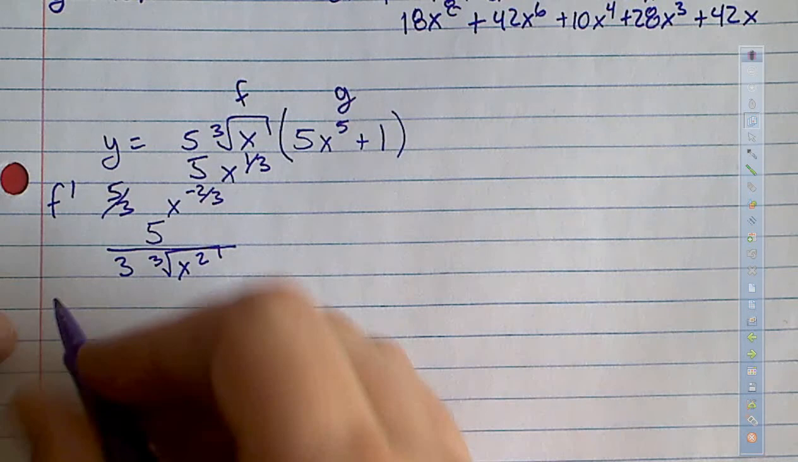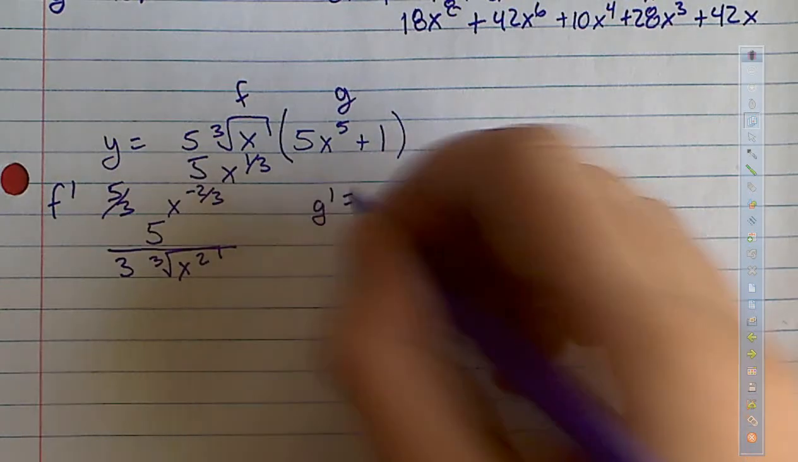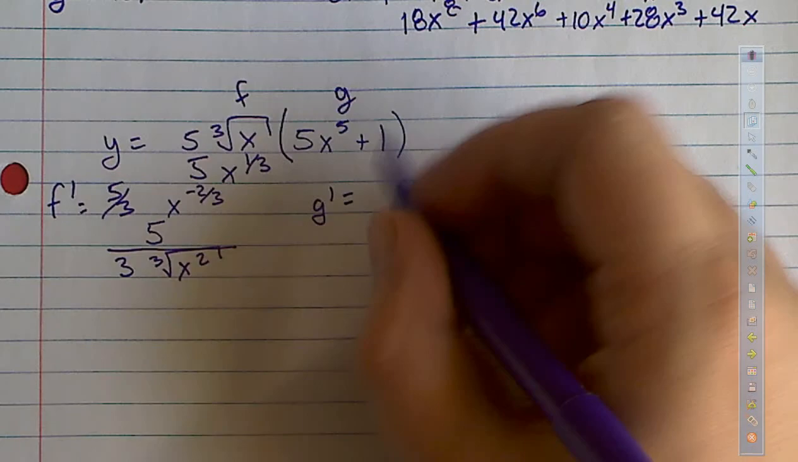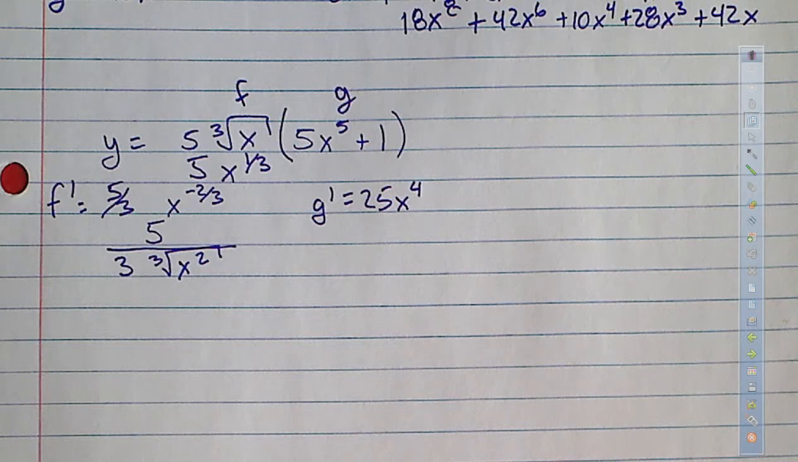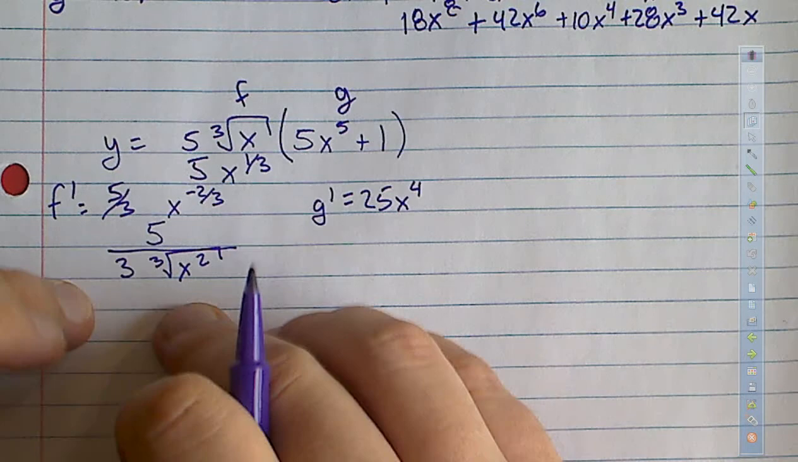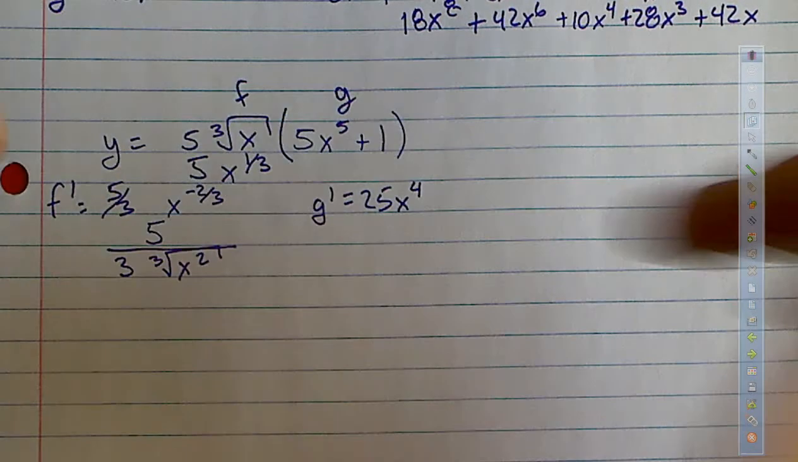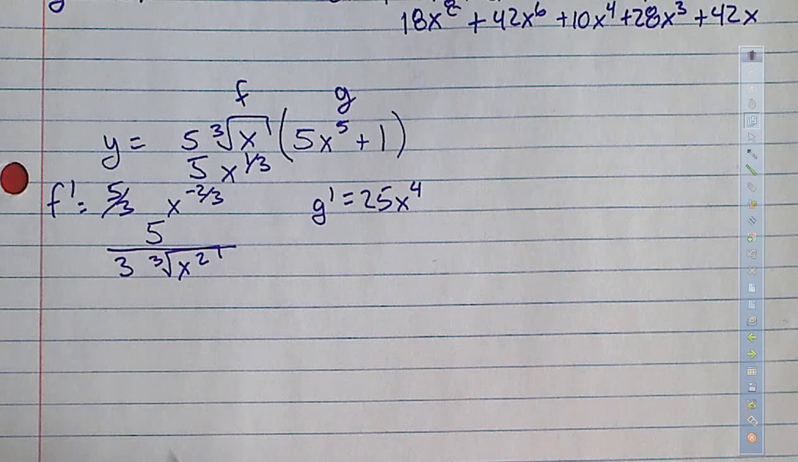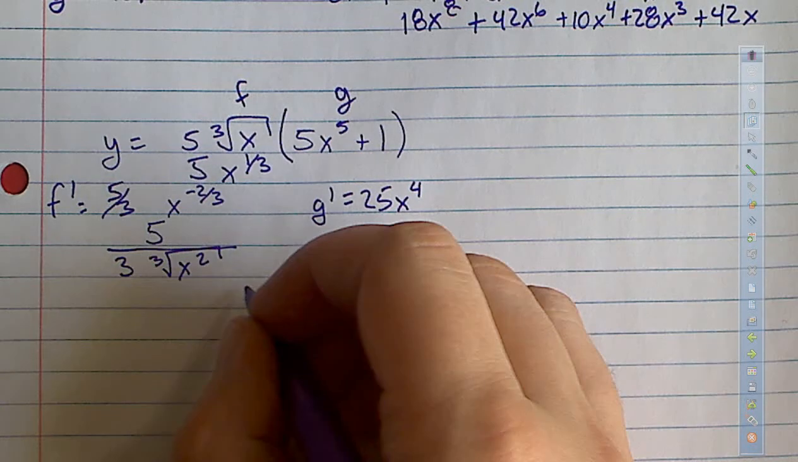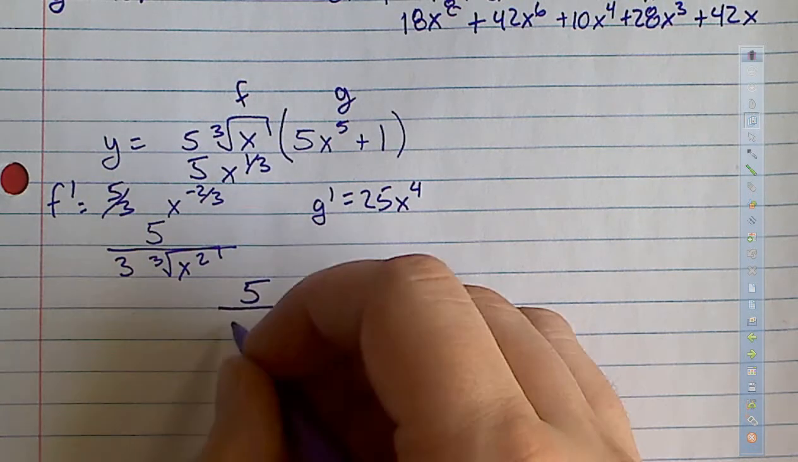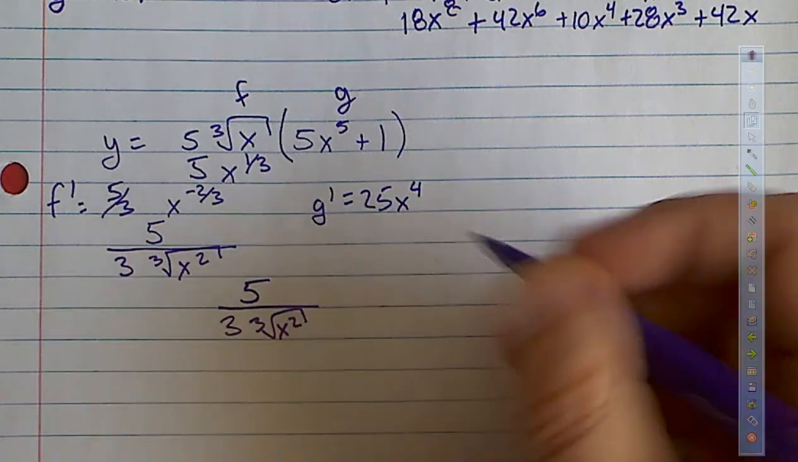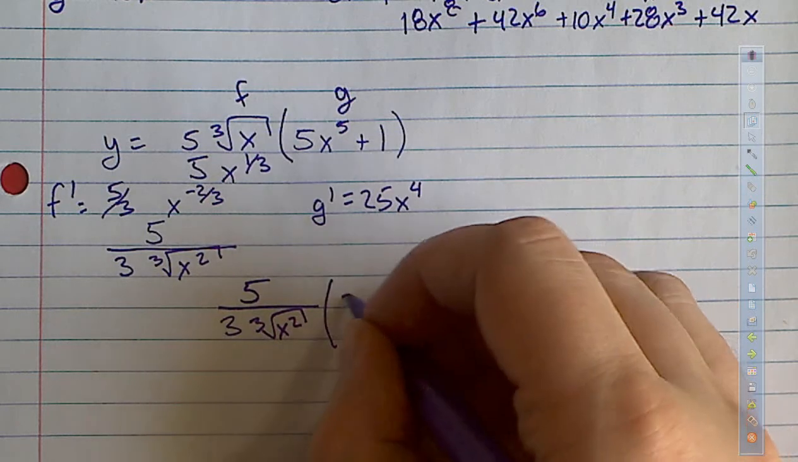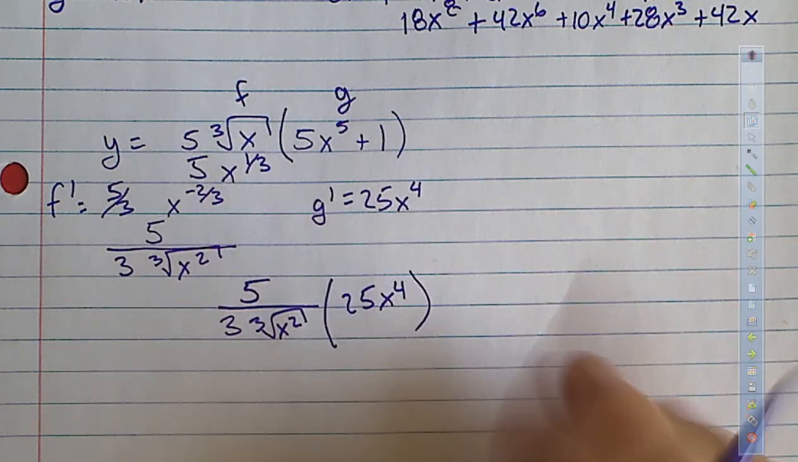So now if we look at what g prime is, way easier. g prime is 25x to the fourth and nothing else. All right. So setting up, finding out what the derivative of this is, we have to do f prime times g plus f times g prime. So f prime times g, that's going to be 5 over 3 times the cube root of x squared. And then I'm going to multiply that by 25x to the fourth. And then I'm going to do plus.